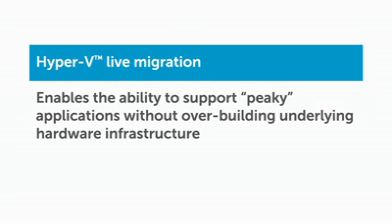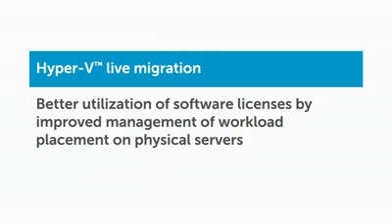Also, again, these peaky applications can be a real problem. Traditionally, we build a lot of hardware capacity, and that lets us support our peak. With live migration, we can actually move the peak among different servers or to the highest performance server to support it. Also, one of the key cost areas that you'll benefit from is managing your software licenses better, because you'll be able to limit the number of places where you have to have a given software license.